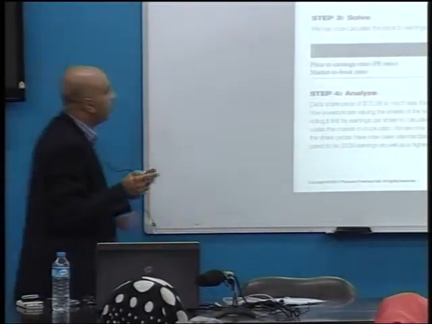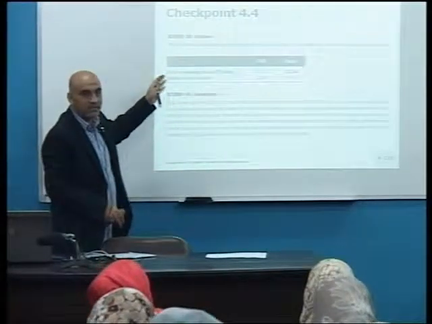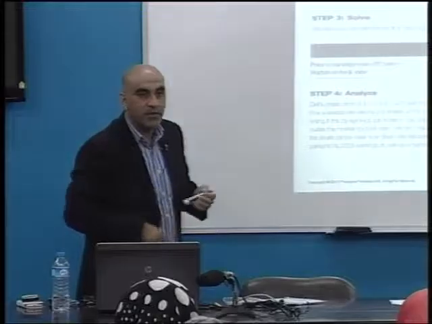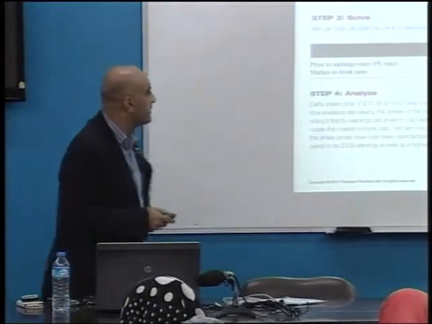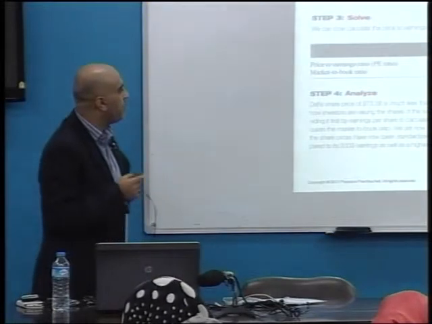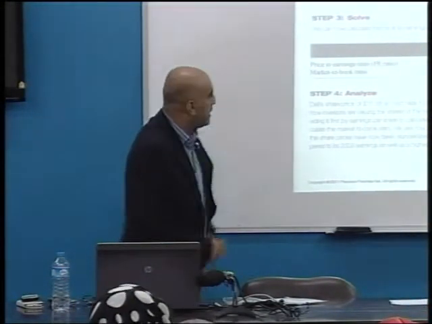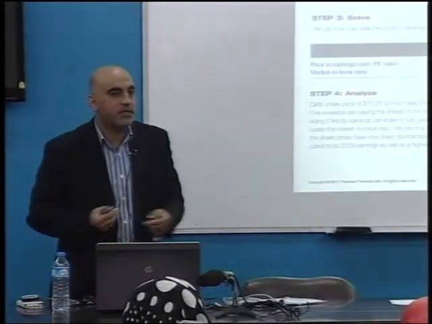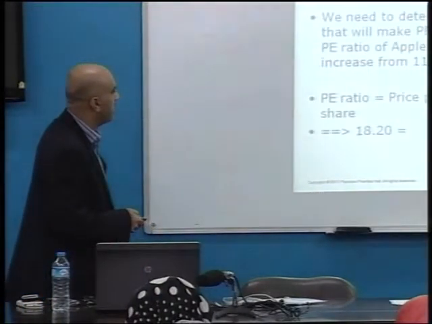So as you observe here, which do you prefer, Dell or Apple, in terms of the price to earning per share? Dell, because you pay less to get $1 of profit. For the market to book value, it is 5.41 versus 6.91. It grows faster, and maybe Apple is subject to financial problems. Okay, so this is the thing.